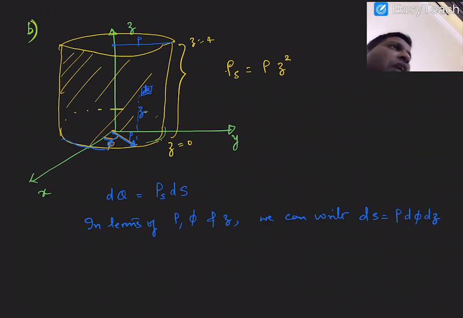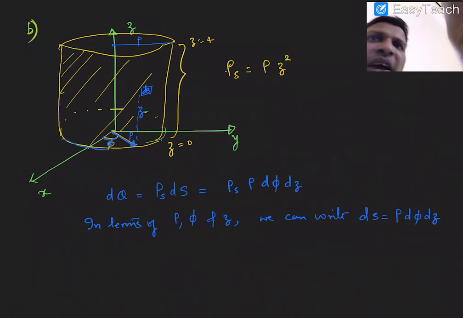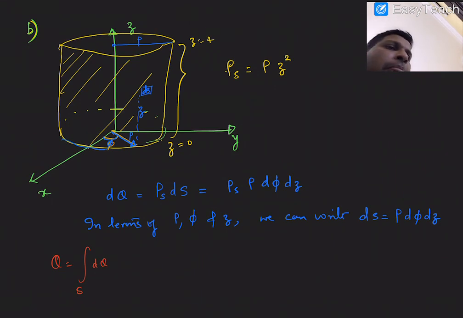So the reason for this we have already explained in the previous videos. Okay, so we will get this as rho s into rho into d phi into dz. To find the total charge q, which is equal to the integral of dq over the whole surface, that means we will be considering only the outer surface of the cylinder, because you see here that the charge density is given as a function of z. So along the z axis it is changing.